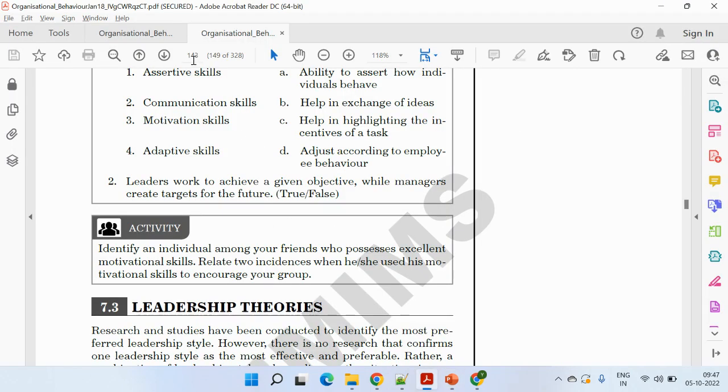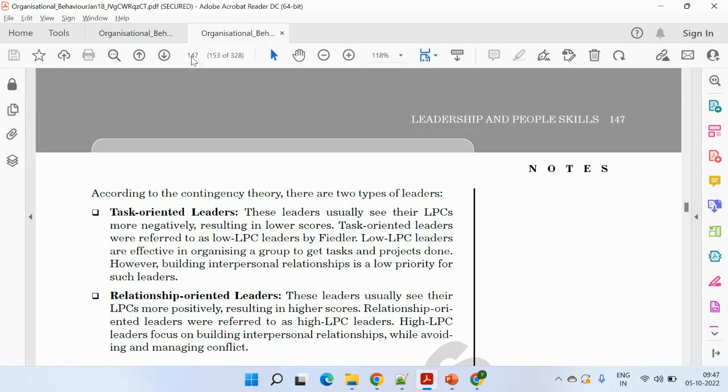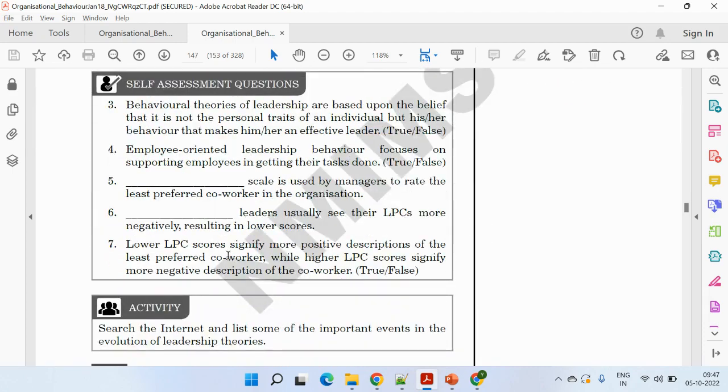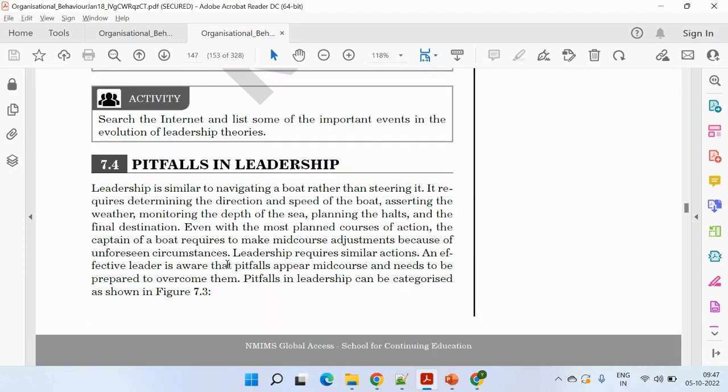Then the next part comes on page number 147. If you go to page number 147, this is actually being asked in the question, pitfalls of leadership, but obviously you never write the pitfalls of leadership directly. You need to explain a lot of things in a 1,000 words question to gain more and more marks.